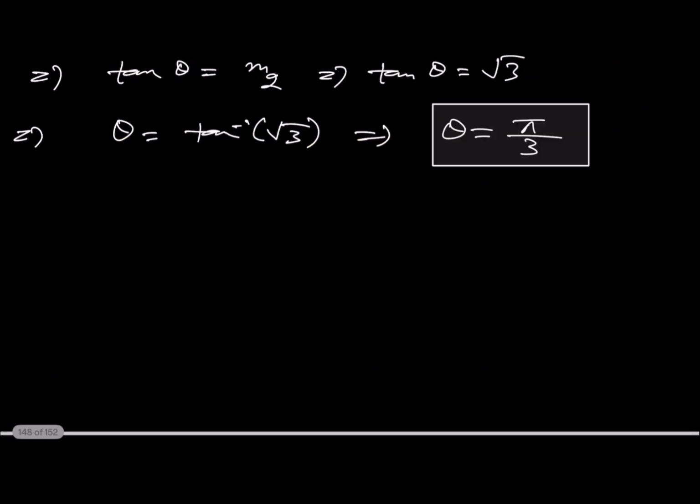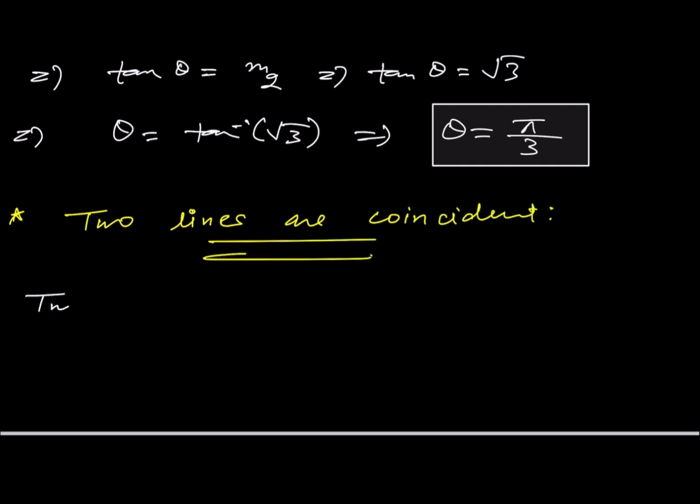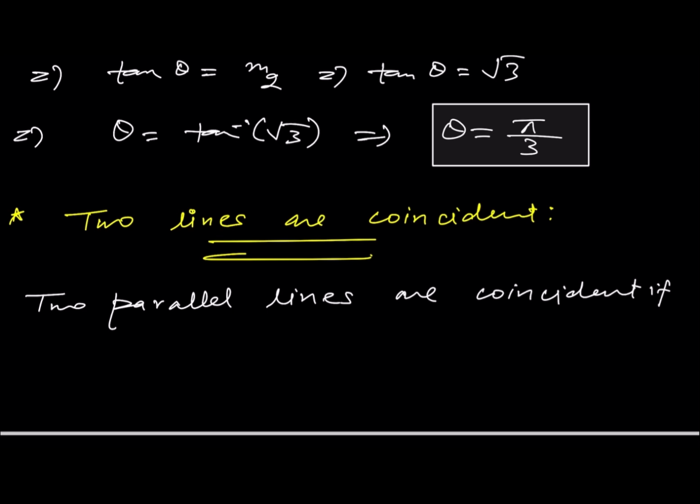Okay, now write one caption: two lines are coincident. Two parallel lines are coincident if the distance between them is 0.